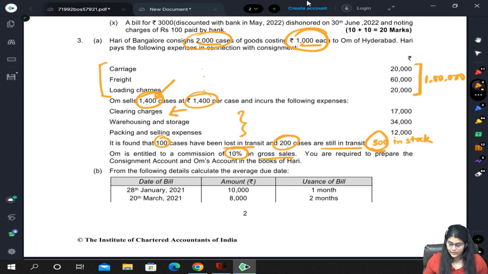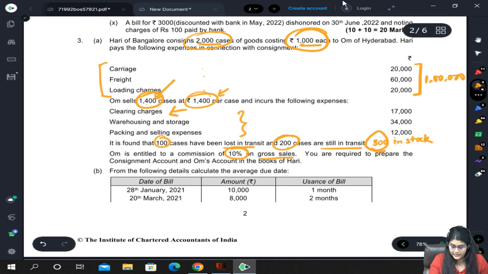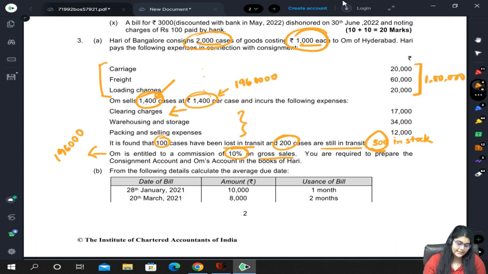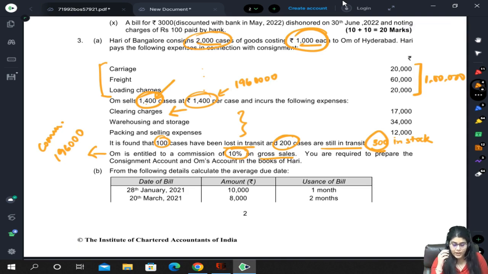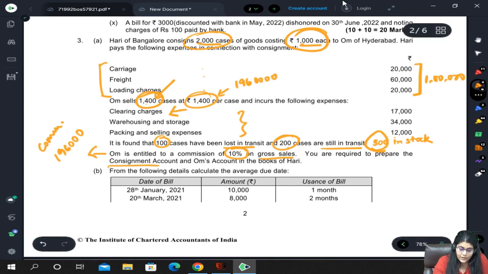Sales we know is 1400 cases at 1400 per case, which means sales is 1,96,000, and 10% of this is basically 19,600. 19,600 is Om's commission. This much we can do mentally over here only. You are required to prepare consignment account and Om's account in the books of Hari.